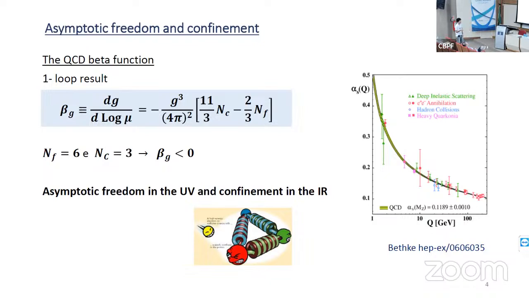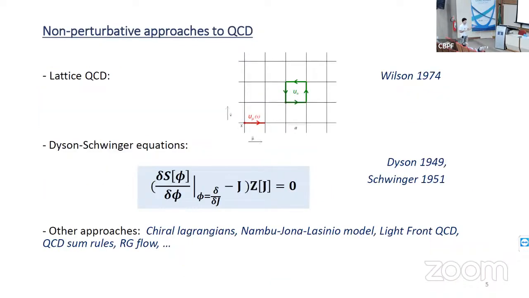non-perturbative methods. Just to mention the standard non-perturbative methods, the most established are lattice QCD and also the Dyson-Schwinger equations, which in QCD are also known as the Bethe-Salpeter equations. And I just cite other approaches that are important in non-perturbative QCD: chiral Lagrangians, Nambu-Jona-Lasinio, light front QCD, sum rules, and also renormalization group equations. Of course, I'm forgetting other approaches. I apologize for that.